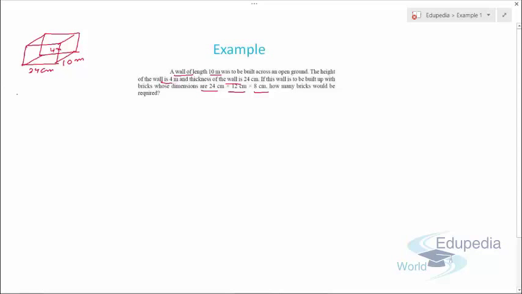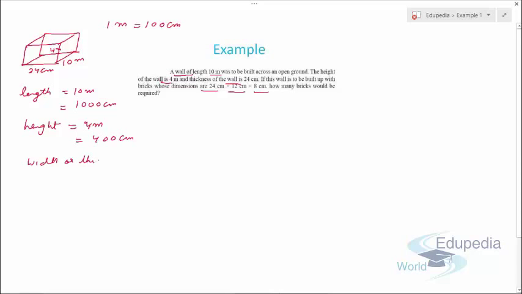So let's write over here. So length is 10 meters, or we can say that 1000 centimeters. Why? Because 1 meter equals to 100 centimeters, right? Then we have height as 4 meters, so which will be equals to 400 centimeters, right? Then we have width, or we can say thickness, which is 24 centimeter, right?